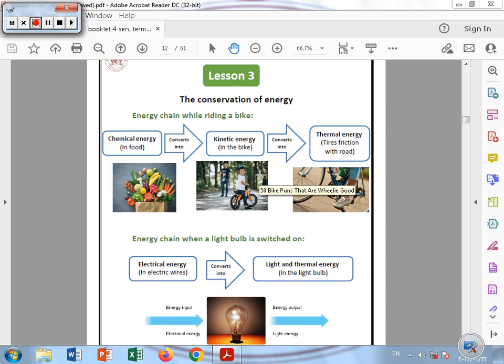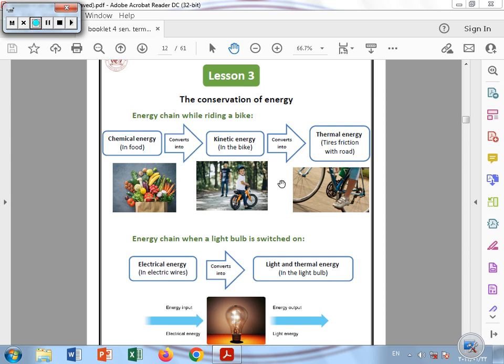Let's continue concept 1 and now let's move to lesson 3. In this lesson we are going to talk about the conservation of energy and how to save our energy, or how the energy is saved inside our devices or objects.